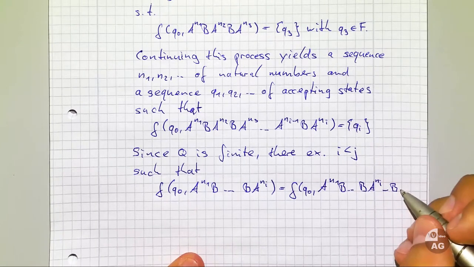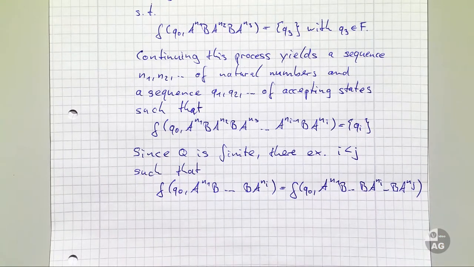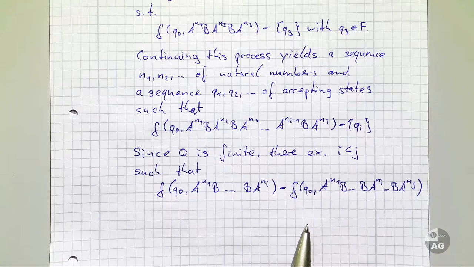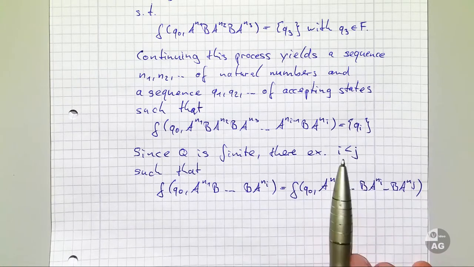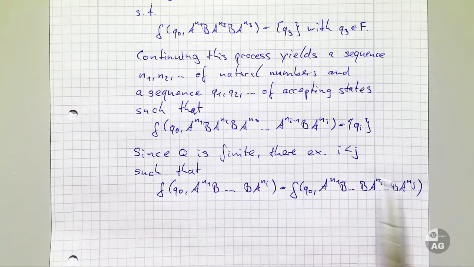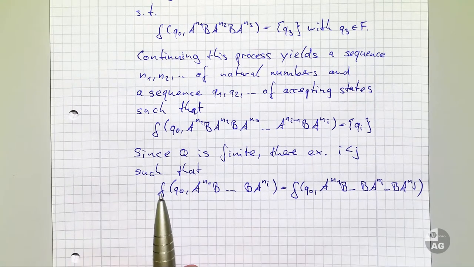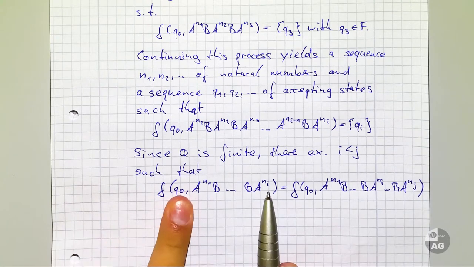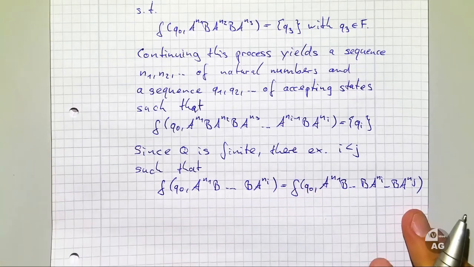Up until B and then A^N_J. This is just formally saying that because infinitely often we visit an accepting state, I must visit one accepting state infinitely often, and in particular, I need to visit it twice. Meaning I can pick two positions in our sequence such that the accepting state that I reach after this word is the same as the one that I reach after reading the extended word.